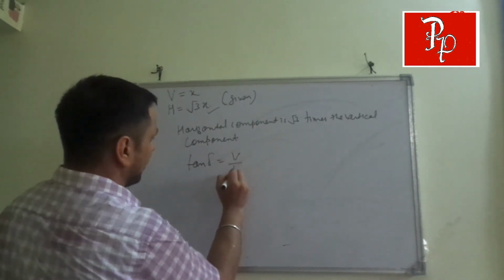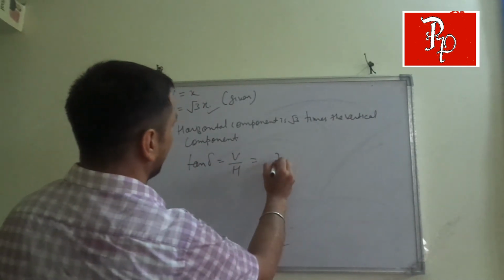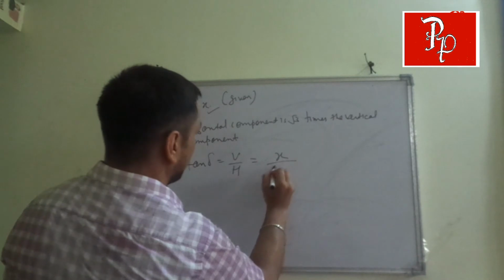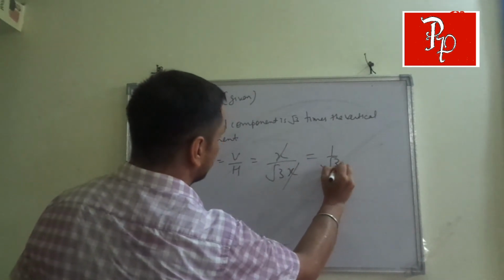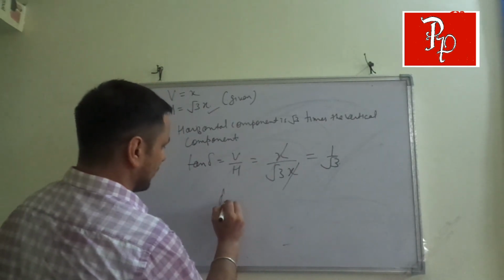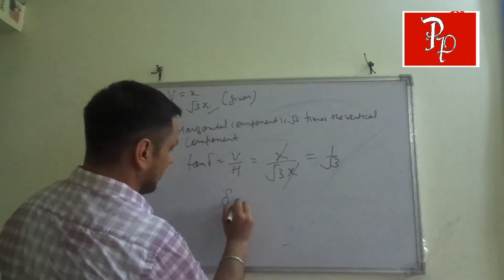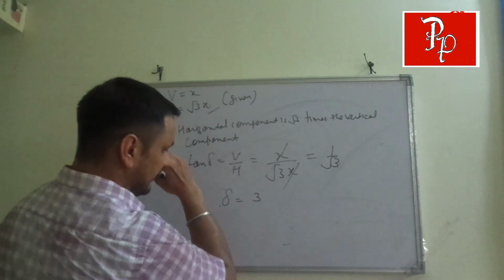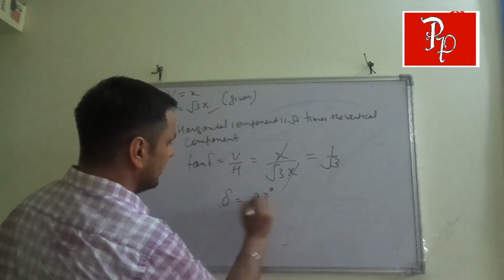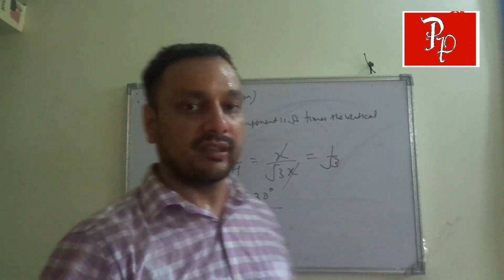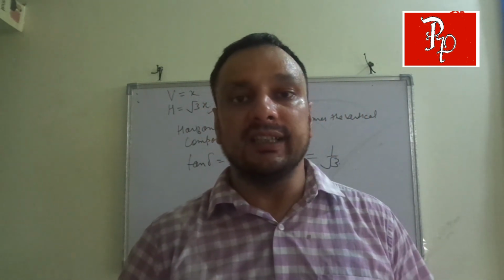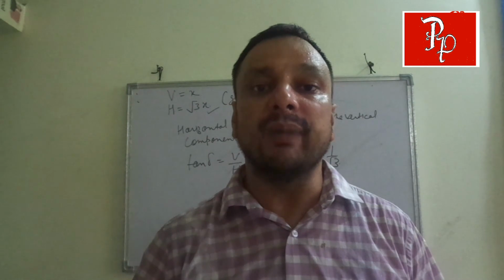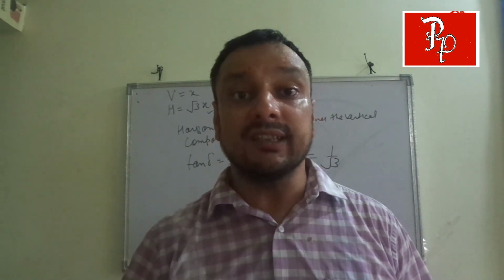You know tangent delta is vertical upon horizontal component. So the vertical component is x and the horizontal is x under root 3, and x gets cancelled, giving 1 upon under root 3. So delta comes out to be, tangent of which value is 1 by root 3, that is 30 degrees. So this is your answer. This is the way we could find the angle of dip, inclination, declination and all the aspects of magnetic elements. Students, revise it thoroughly.